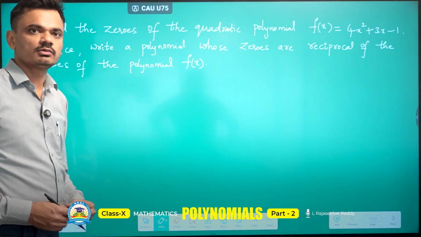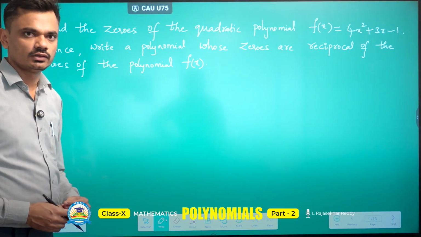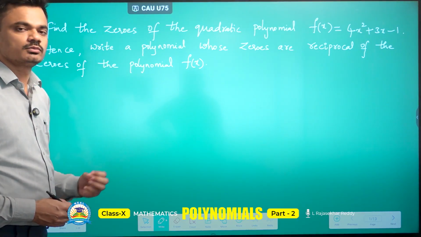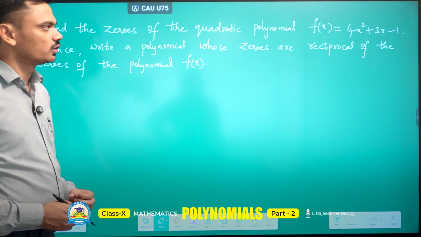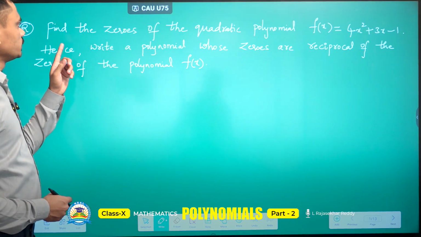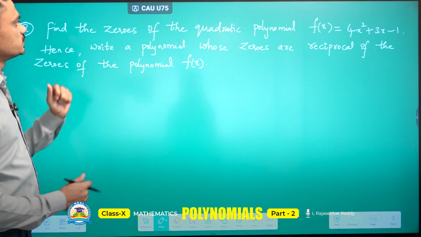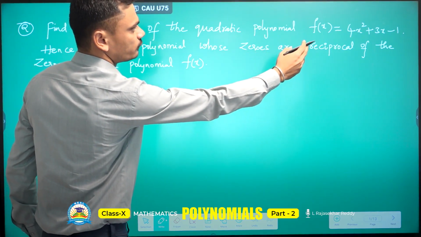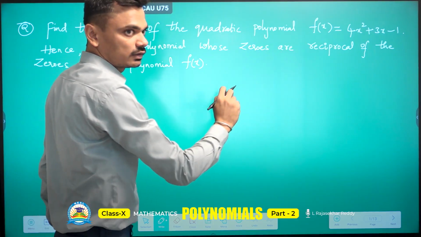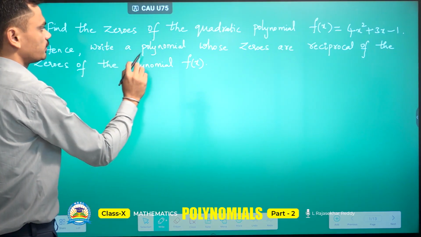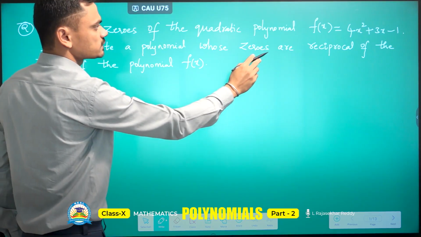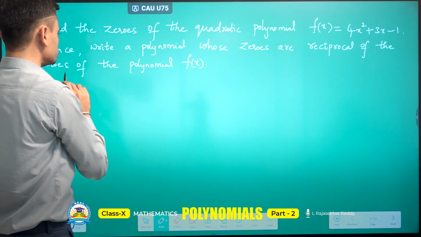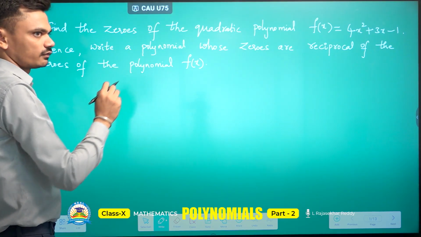Already we have discussed quadratic polynomials in part 1 video. Now here are some more problems based on quadratic polynomials. Here is the question: find the zeros of the quadratic polynomial f(x) = 4x² + 3x - 1. Hence write a polynomial whose zeros are reciprocals of the zeros of the polynomial f(x).